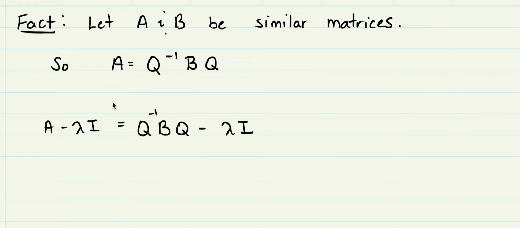So what I'm going to do is subtract from A lambda times I, because that's how we begin to find the eigenvalues. So since A is equal to Q inverse B times Q, I can subtract lambda I from the right-hand side as well. Now remember that if you multiply the identity matrix with anything, say C, you get C. If I take I and multiply it by C, I get C, and it also works if I multiply on the left by C, I get C.